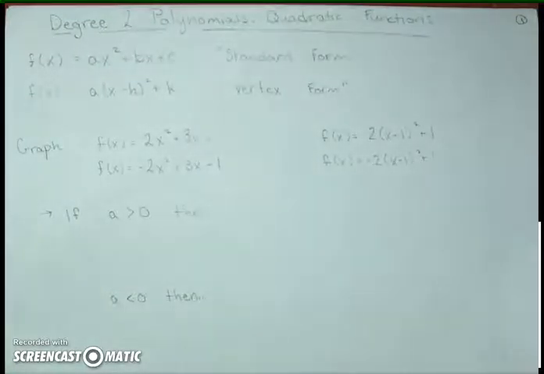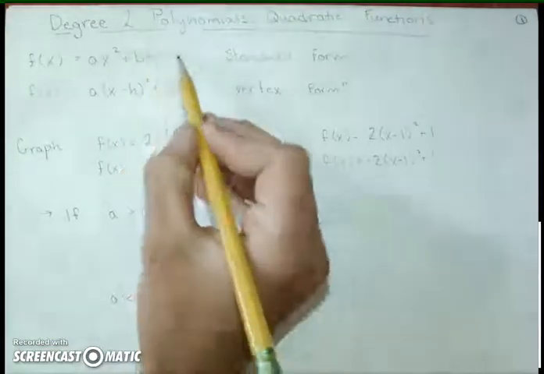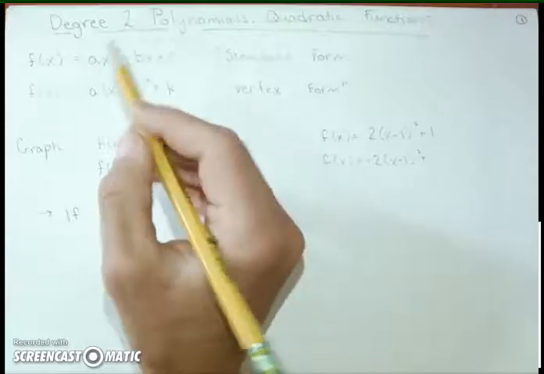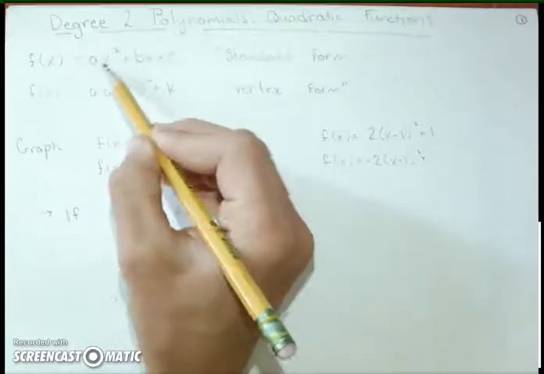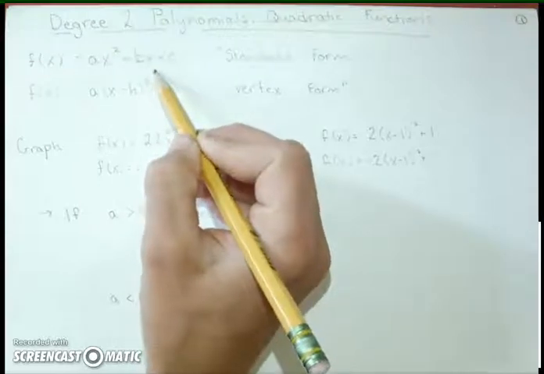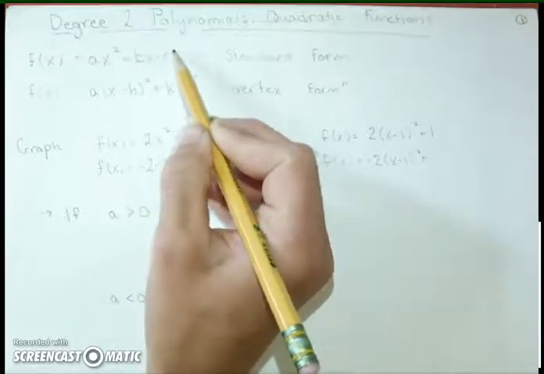We're going to study quadratic functions in two different forms. One is called the standard form. This looks like a normal polynomial, a coefficient times an x to the power of 2, plus a different coefficient times x, plus a constant term.